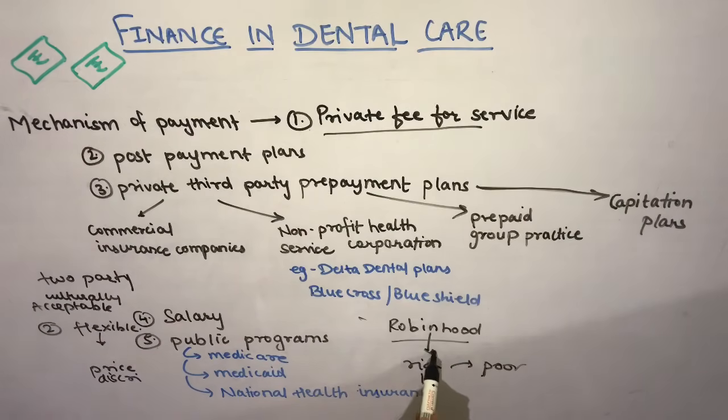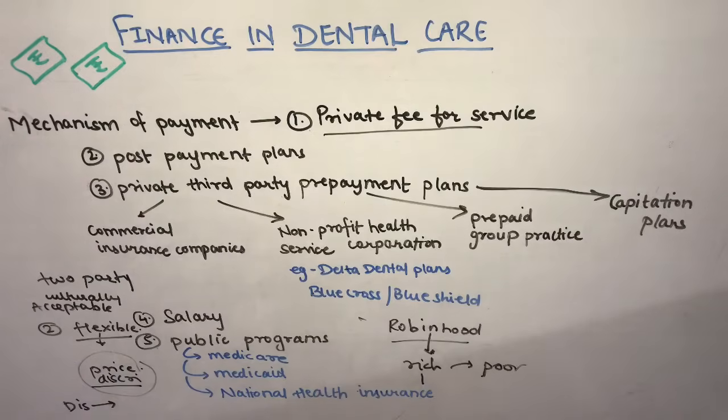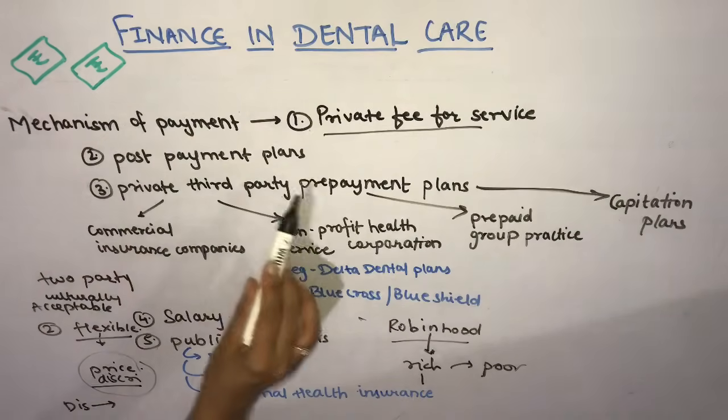You can apply this in dentistry too. If the dentist charges more from the rich, he can then reduce the charges for the poor people. So this is price discrimination. It is applicable in private fee for service. The next advantage is that it is simple, because the dentist does not have to keep a written record of everything. Disadvantages of it: there is this flexibility and price discrimination, but even then some people cannot afford dental services on the basis of private fee for service, and this becomes the disadvantage of private fee for service.